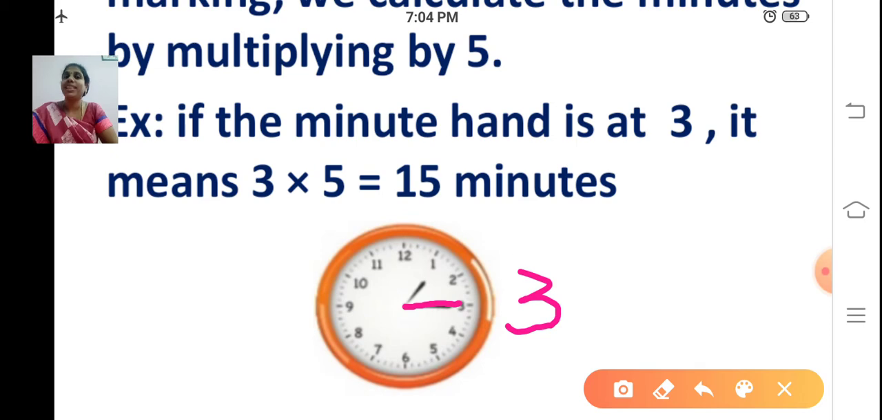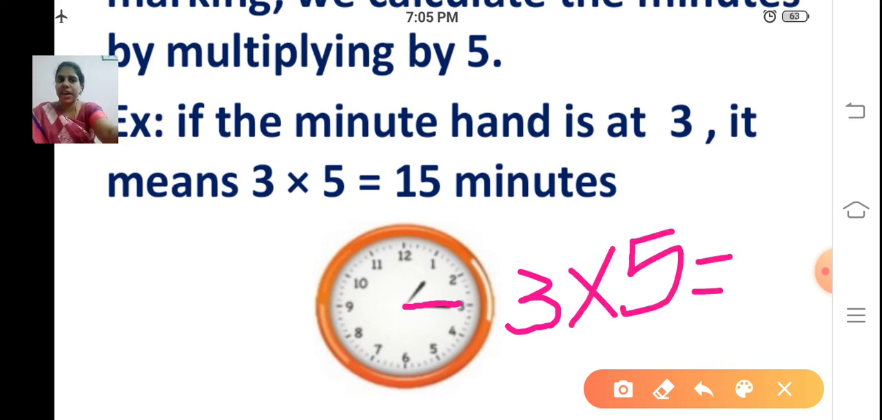How to calculate the minutes? If the bigger hand is at 3, how will you calculate the minutes? The smaller hand is at 1, that we know, that is for hours. How will you calculate for minutes? If the minute hand is at 3, we multiply by 5. So 3 fives are 15 minutes. If it is at 1, multiply by 5. 1 five is 5 minutes.